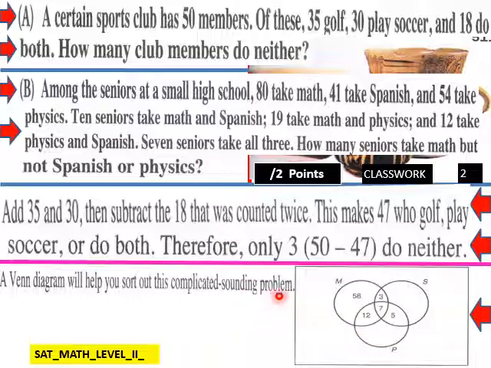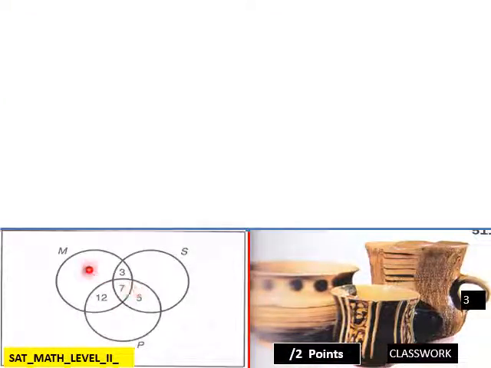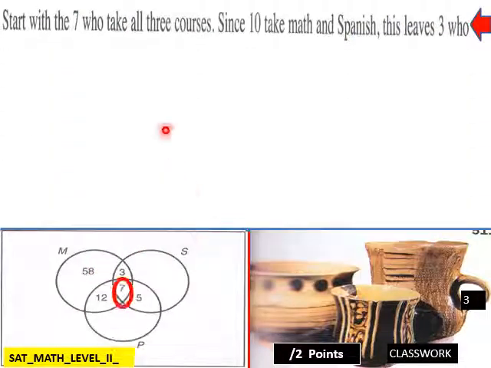For that, how many seniors take math but not Spanish or physics? That would be over here. By using a Venn diagram, 58 would be that number.